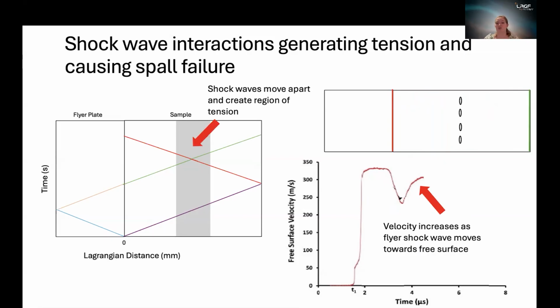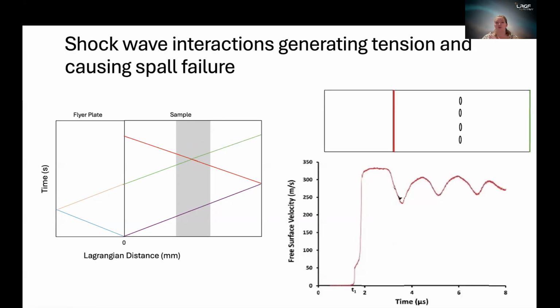So you can see that in this gray region. So as those shockwaves have crossed over each other, it's now pulling apart. And if we're applying enough tension force, we'll have failure in this region. So it'll have voids forming, growing, coalescing, depending on how much damage this sample will sustain. So this region is what we call the spall region, and it's generally placed in the center of the sample, which we do by specifically choosing the flyer plate to be half the width of our sample.